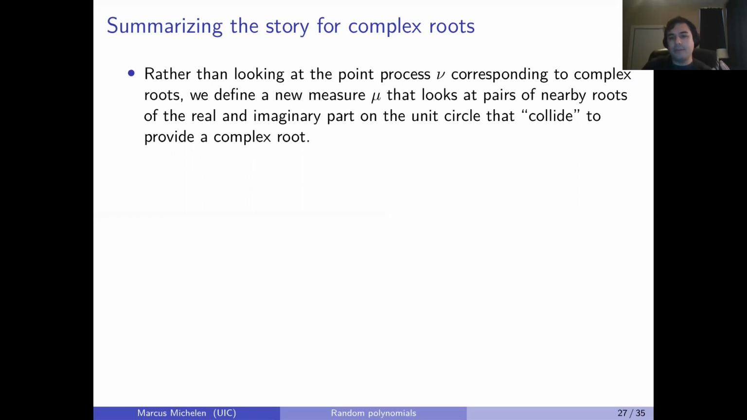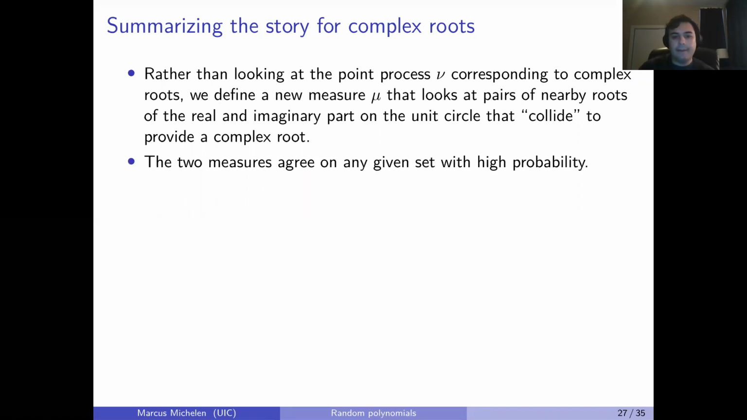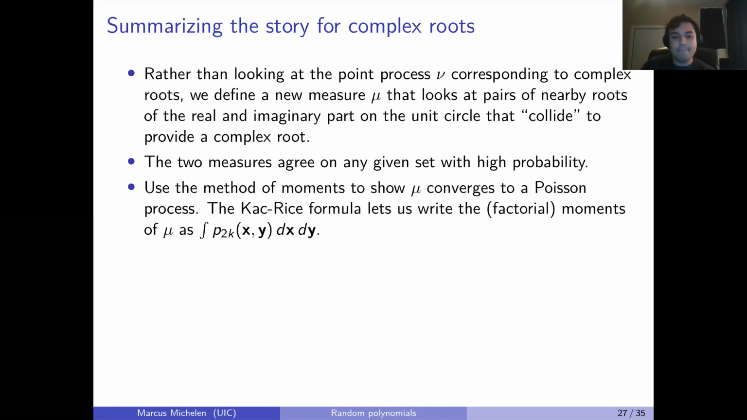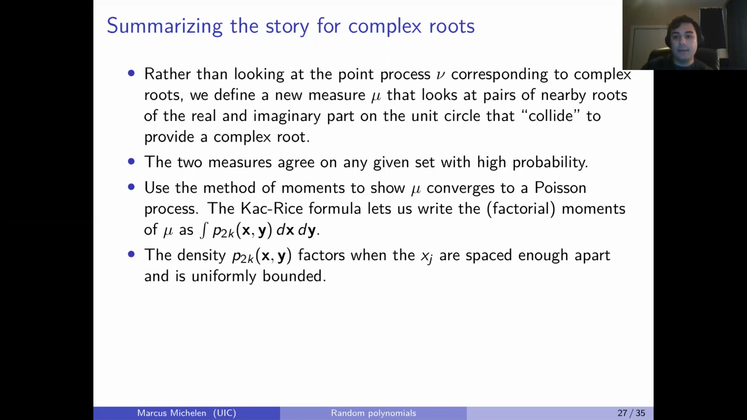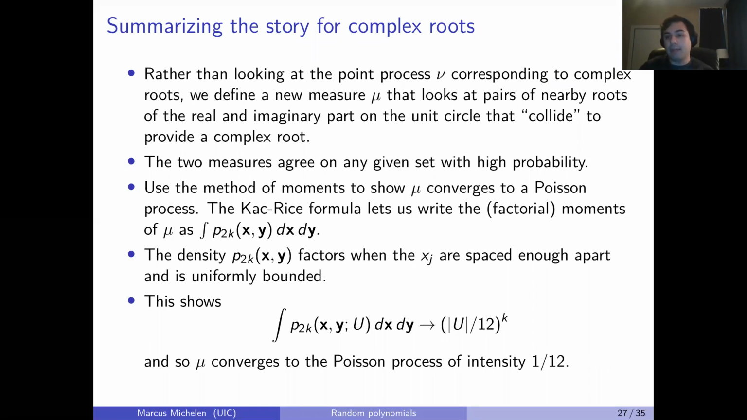So the summary for how complex roots goes down is we look at a new measure in terms of roots on the unit circle, and then we think about how they might collide as our circle varies from being of radius 1 to 1 plus epsilon, where epsilon's in the order of 1 over n squared. Then we show the two measures agree on any given set with high probability. Then we use the method of moments to understand the moments of this new measure. And we show this converges to a Poisson process by analyzing this density. We show the density factors into sort of the one-dimensional copy when everything is spaced far enough apart. And then we show it has the correct mean. And that shows that we get convergence to a Poisson process. So this is the story for how we show this convergence of complex roots.